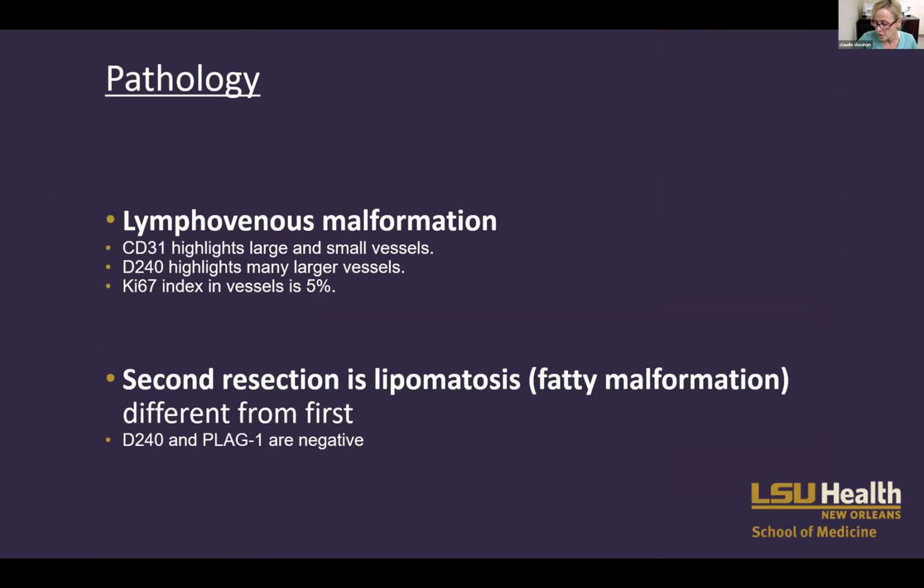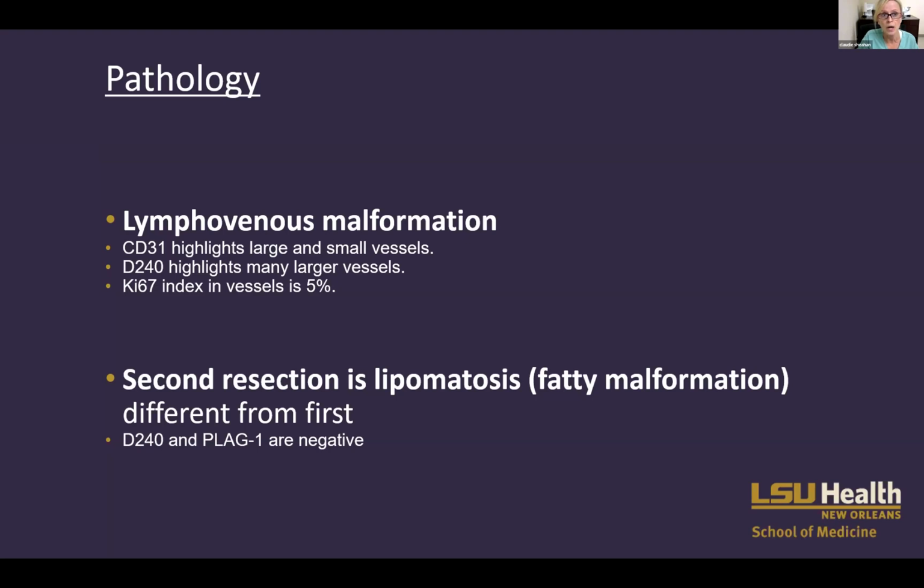The first one was consistent with a lymphovenous malformation based on both the cellular appearance and the immunohistochemistry. The second resection was different. It was more of a lipomatous malformation. And given the fact that we could not fully resect this, it was a massive resection, but by definition, the size of the lesion precludes our ability to completely resect a tumor, or a lesion rather, not a tumor.